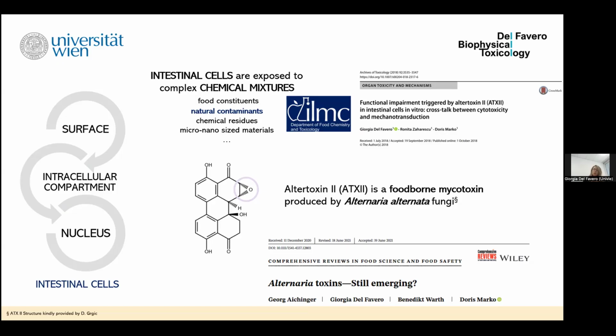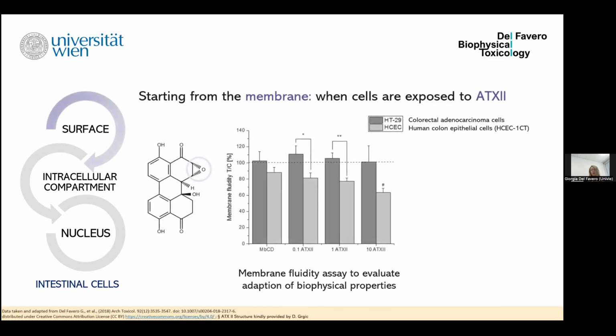So when we started wondering what the effects of altertoxin 2 on the intestinal cell are, we really started from the cell surface. And one of the first things we had to look at was the effects of the toxin on the cell membranes. What we did was to measure the membrane fluidity. So we started to see how the membrane biophysical properties can adapt to the presence of the toxin.